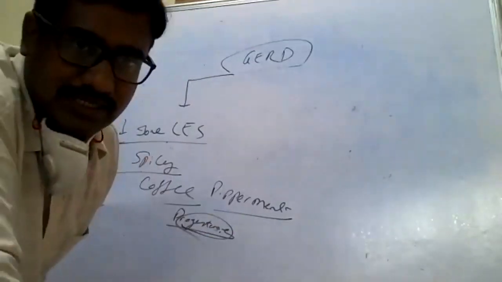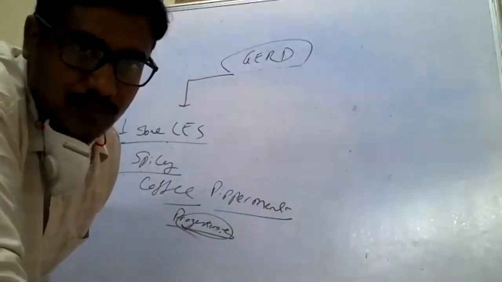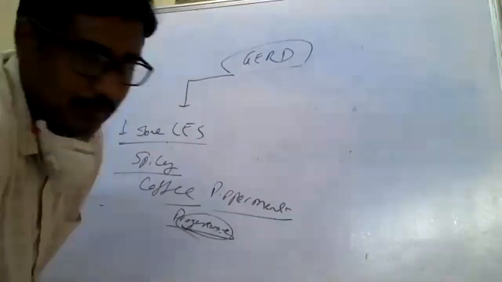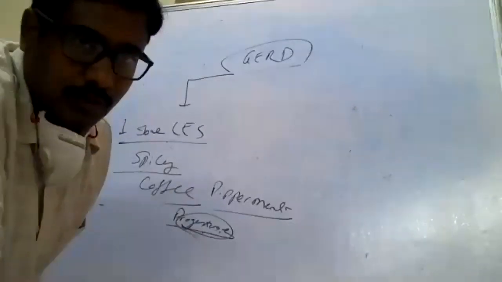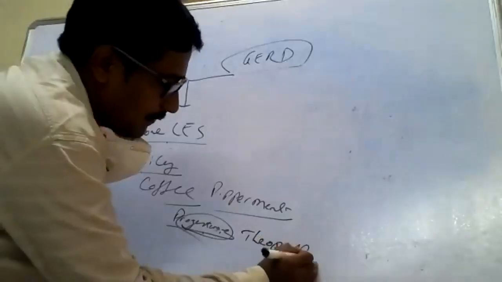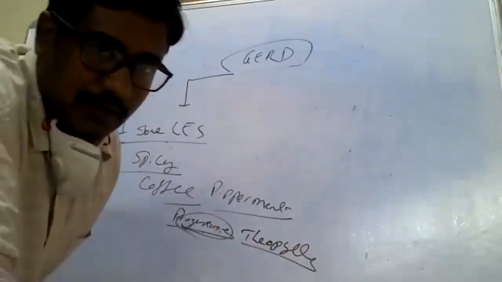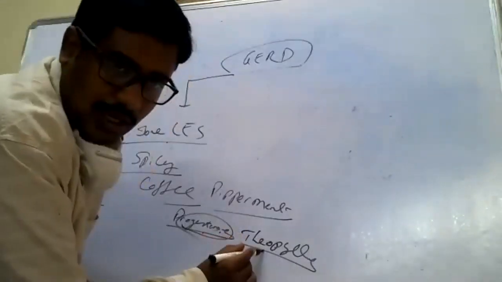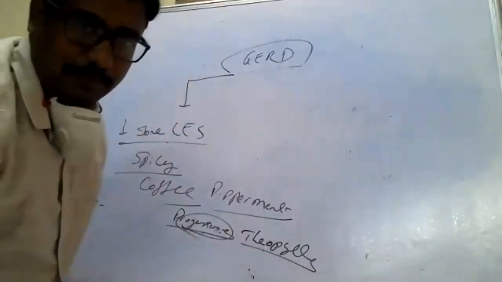Name the hormone which decreases the tone of the lower esophageal sphincter during pregnancy: estrogen, progesterone, testosterone, none of the above. The answer is progesterone. Next, theophylline. Theophylline is used in bronchial asthma. Theophylline also lowers the lower esophageal sphincter pressure.